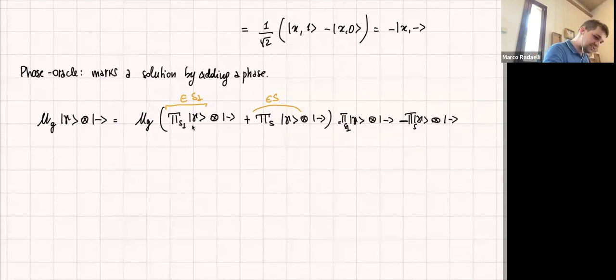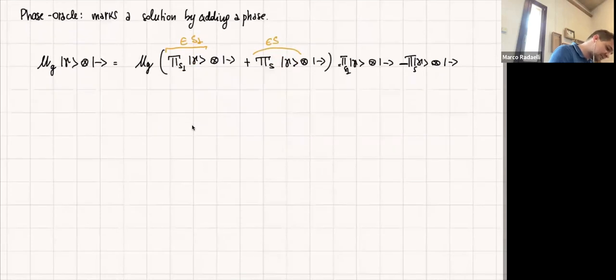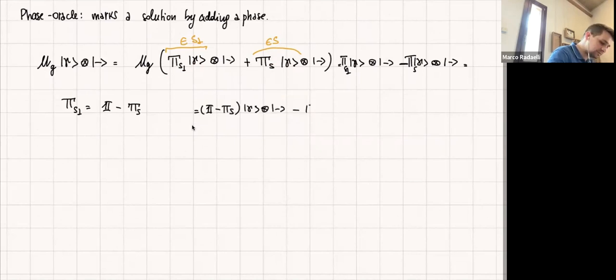Let's now try to represent what it means geometrically. We want to understand its geometrical meaning. To do so, remember that pi of s orthogonal is the identity minus pi of s. And so what we get in the end is this: identity minus pi of s, gamma tensor minus pi of s, gamma tensor minus, which is the identity minus 2 pi of s, gamma tensor minus.